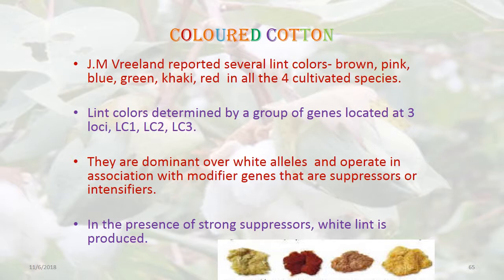Coming to colored cotton, J.M. Vreeland reported several lint colors like brown, pink, blue, green, khaki, red in all the four cultivated species. Lint color is determined by a group of genes located at three loci, that is Lc1, Lc2, Lc3. By the combination of these three loci, different colors are formed. They are dominant over white alleles and operate in association with modifier genes that are suppressors or intensifiers. In the presence of strong suppressors, white lint is produced.